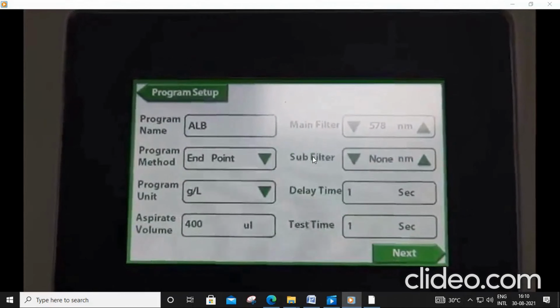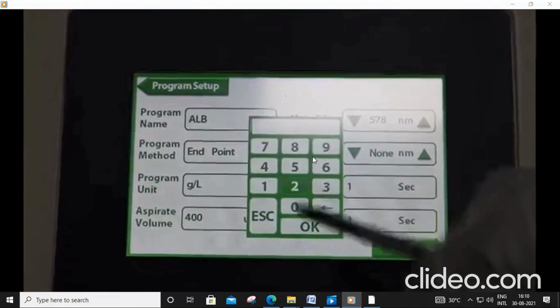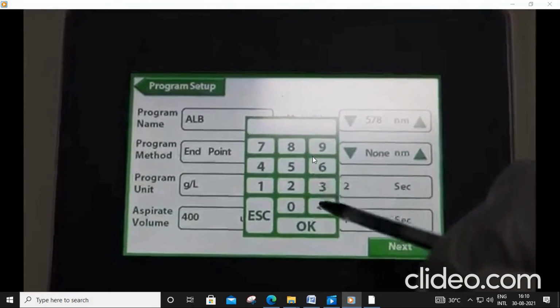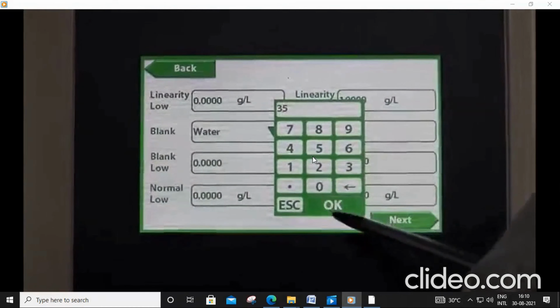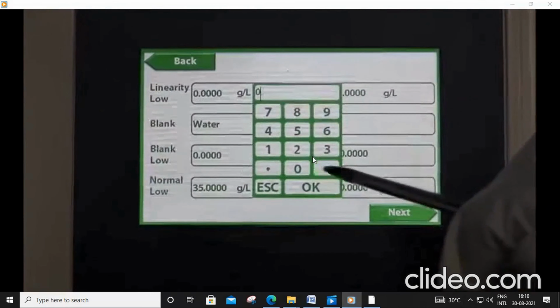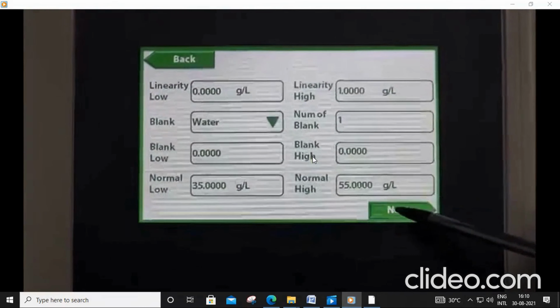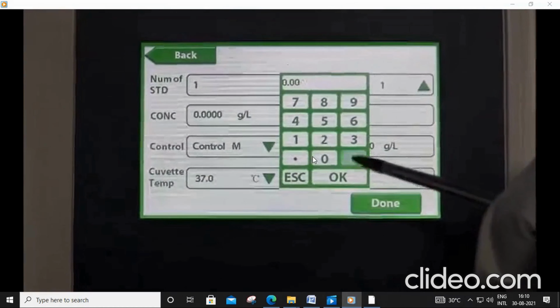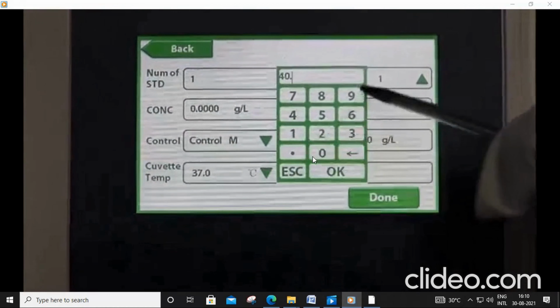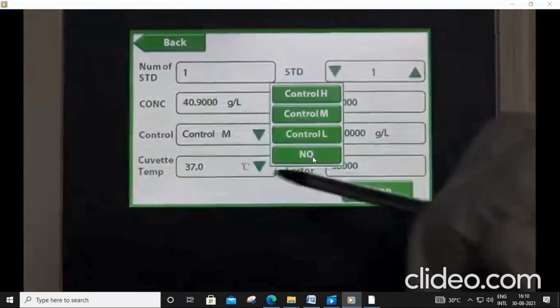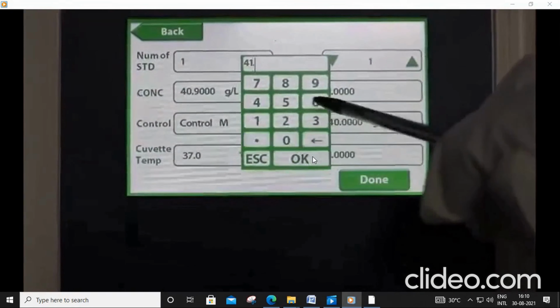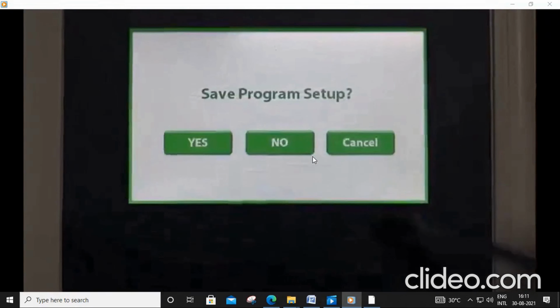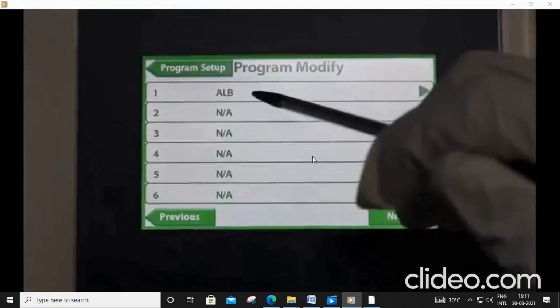We can set how much aspirant volume will be there. We can choose the seconds for the reactions and we can set the time for the reactions also. We can set the linearity, blank, low blank, normal low, linearity, standard. For a standard we can also set the same things, their concentrations, what are the factors, what are the volume correction factors, what are the cuvette temperatures, etc. And then we have to set that program.